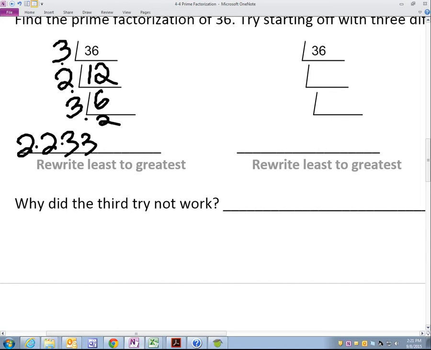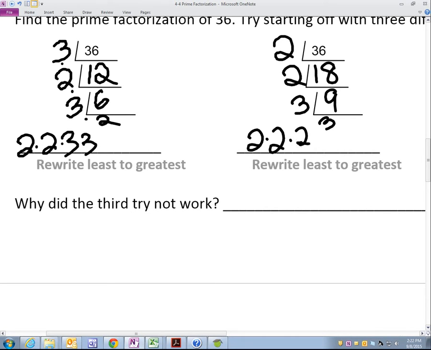How about a different way of doing it? I'm going to start with the 2 this time. And 2 divided by 36 is going to be 18. Thank you. I heard 19 and lost my train of thought. Here we go. 2 again. Here's 3. There's 3. Same thing. 2 times 2 times 3 times 3.